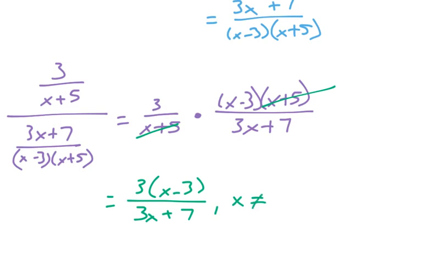We know that x cannot be negative 5. That's the same rules as section 3. If we take something out, we probably have to list it. So x cannot be negative 5. Whoops, let me go back to my pen.